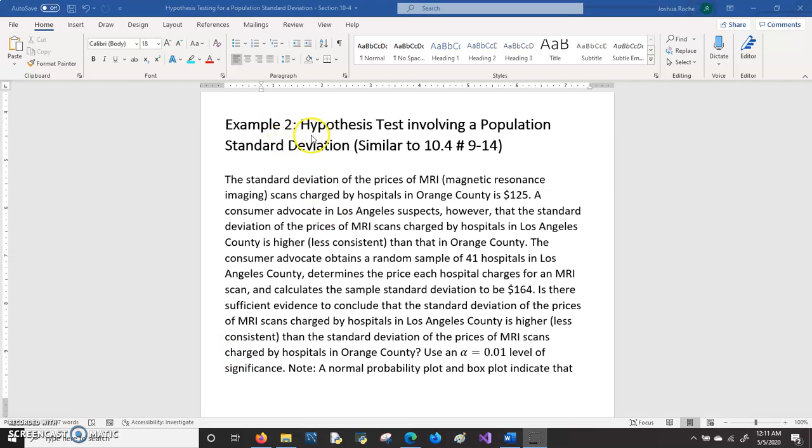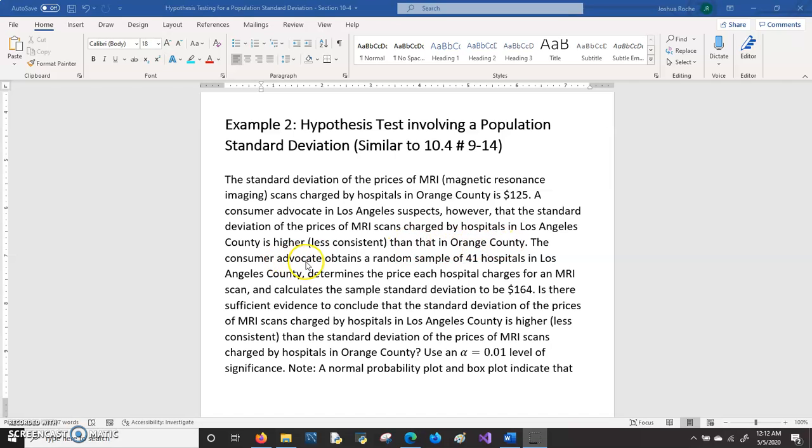Here's another example of a hypothesis test involving a population standard deviation, and this example is also similar to exercises 9 to 14 in section 10.4. The standard deviation of the prices of MRI, or magnetic resonance imaging scans, charged by hospitals in Orange County is $125. A consumer advocate in Los Angeles suspects, however, that the standard deviation of the prices of MRI scans charged by hospitals in Los Angeles County is higher, in other words, less consistent, than that in Orange County.